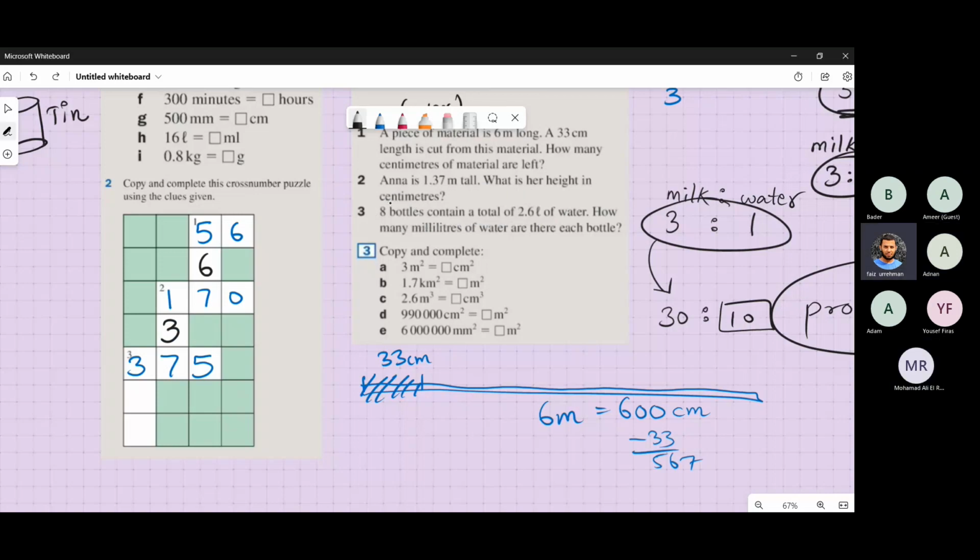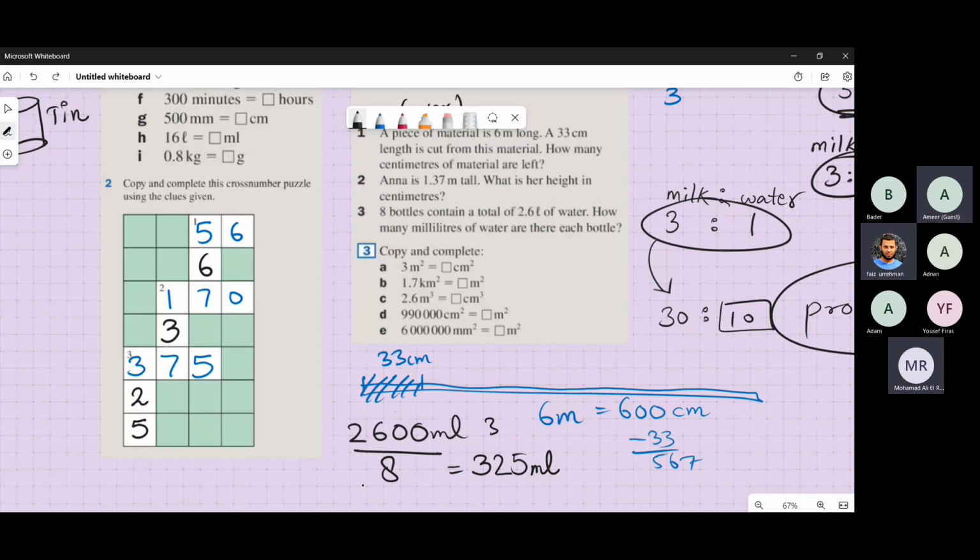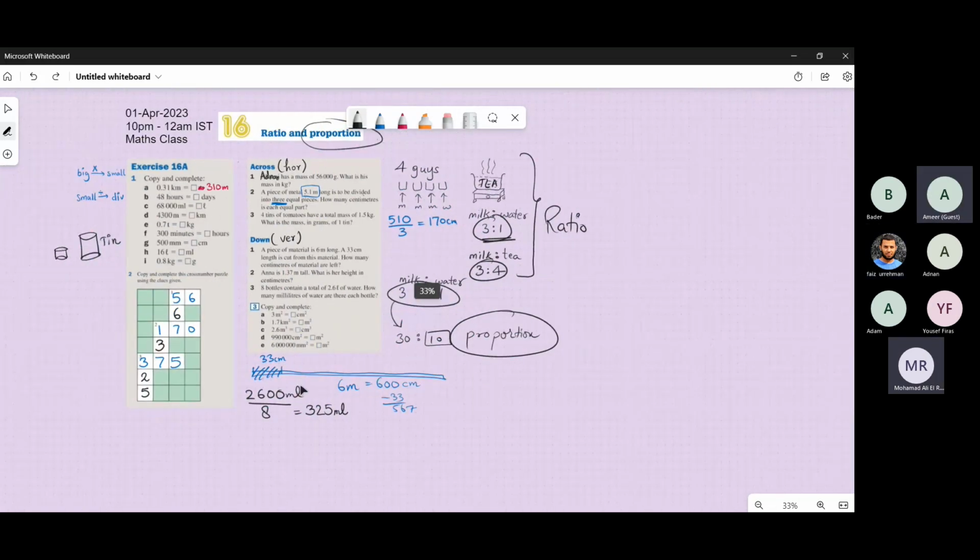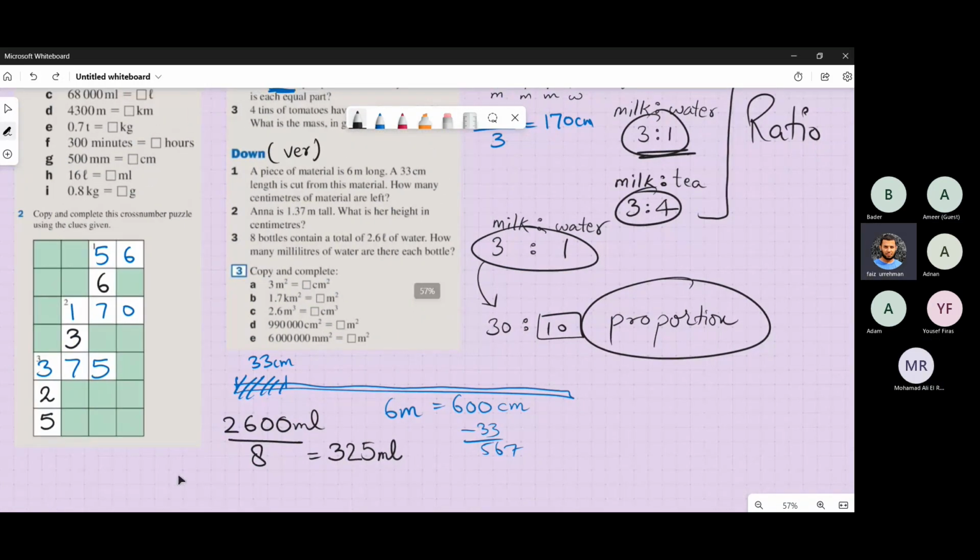Next, a bottle contains 2.6 liters. How many ml is there in each bottle? 2.6 liters will be 2,600 milliliters over 8. What is the conversion of this? 400 milliliters? No, 300 milliliters. 325. Why? Do it yourself. I did it already on paper. 2,600 divided by 8. Because 300 will give 2,400 here, but this is 2,600. So the answer is 325. From liters to milliliters, multiply by 1,000. Okay.